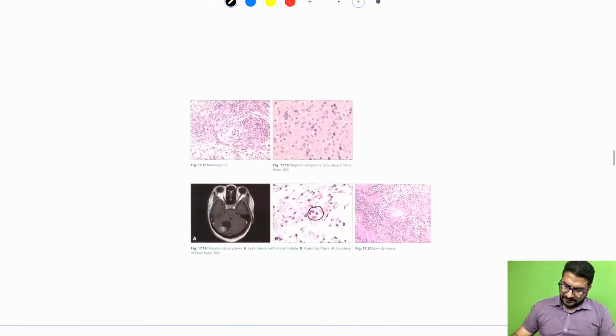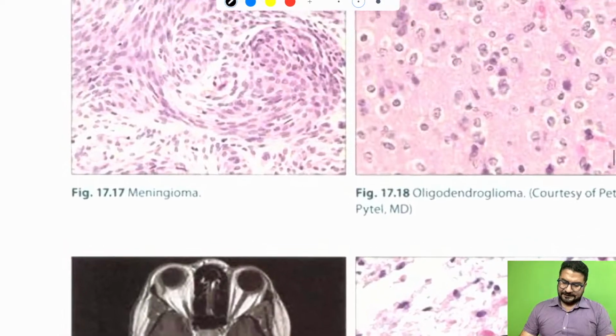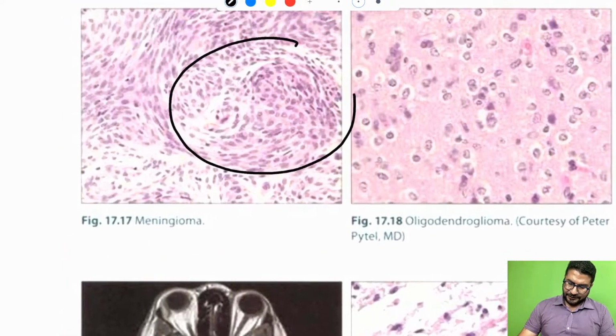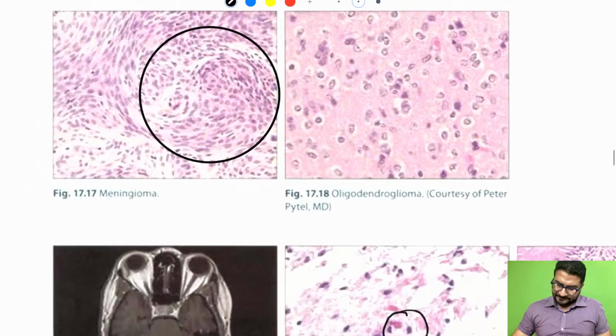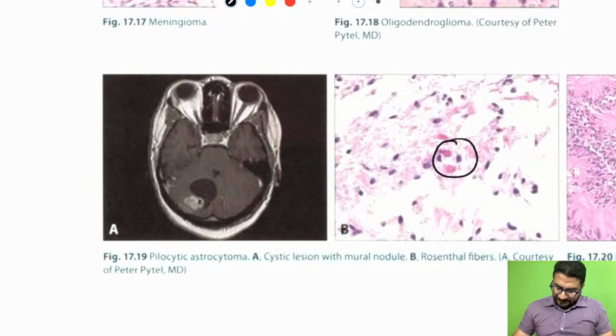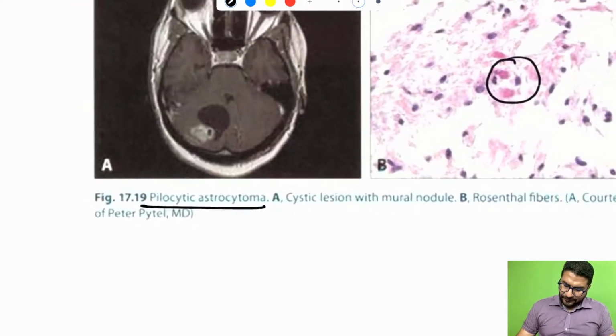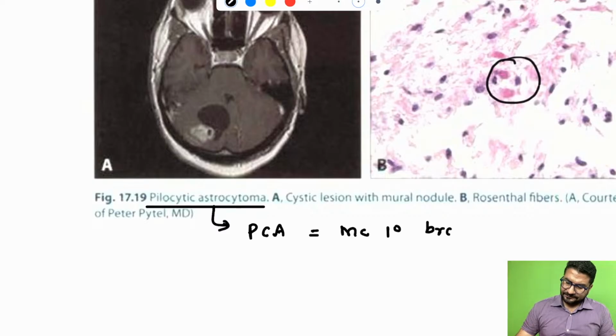Okay, now coming to this, you can notice psammoma bodies, and you will notice meningioma. Meningioma is a brain tumor. Then you can notice oligodendroglioma. Then this is PCA, pilocytic astrocytoma. Understand, this is a cystic nodule. PCA is the most common primary brain tumor in children.